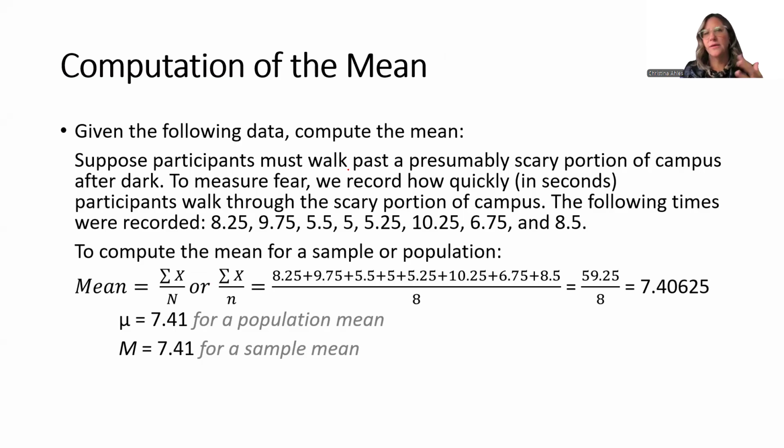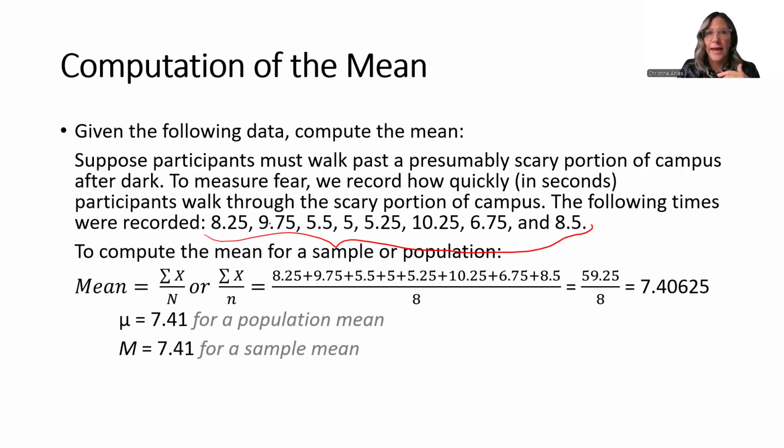Participants must walk past a scary portion of the campus after dark, and they measure fear in the number of seconds that participants take to walk across that portion of the campus. And these are basically our scores, or our observations. We have 8.25, 9.75, 5.55, 5.25, 10.25, 6.75, and 8.5. Those are all of our X values. So all of those are X.